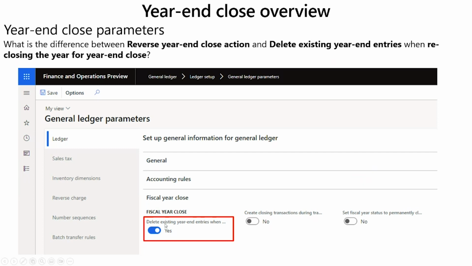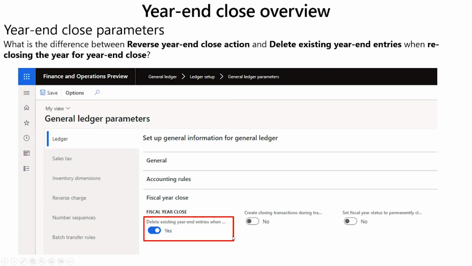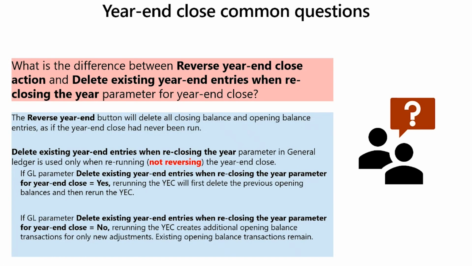So just a little reminder here, that parameter I was talking about in GL, this is that parameter right here. And I just want to repeat a little bit again, which comes to our third question. We often get questions around what is the difference between the reverse year-end close button and this delete setting. How are these two used in combination is often the question that we get.